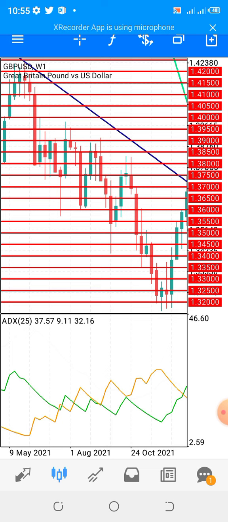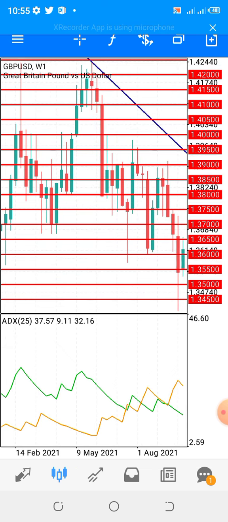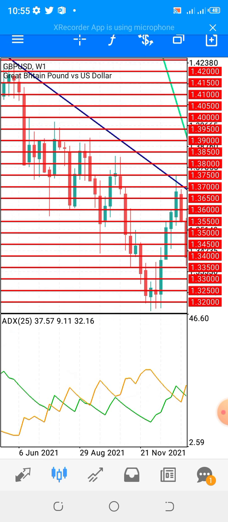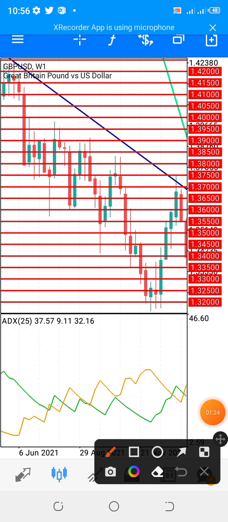Now, if you look here, this is a weekly time frame. First of all, I draw my weekly time frame trend line. This blue line here is my weekly time frame trend line. Do you understand? So I go to the weekly time frame and draw my trend line.